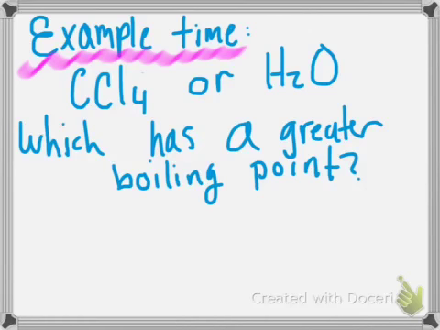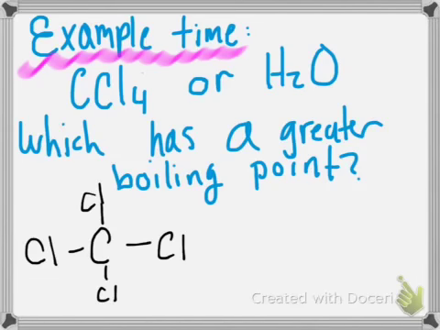To figure out CCl4, we would draw a Lewis dot structure. So CCl4's Lewis dot structure looks something like this. Alright, now we've got to put our little electrons on. Sorry, they're little tiny dots. Alright, so we can see that since there are no lone electron pairs on the central atom and it's balanced, it is experiencing London.